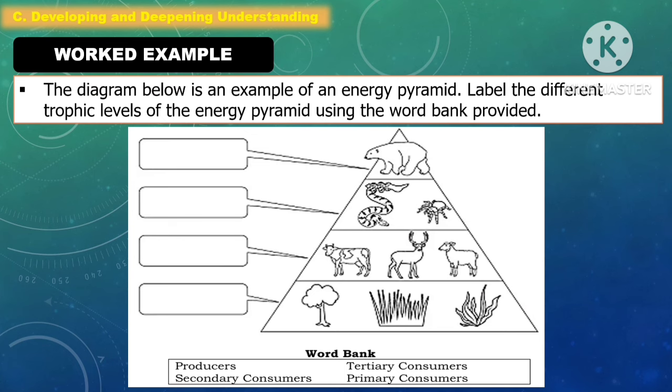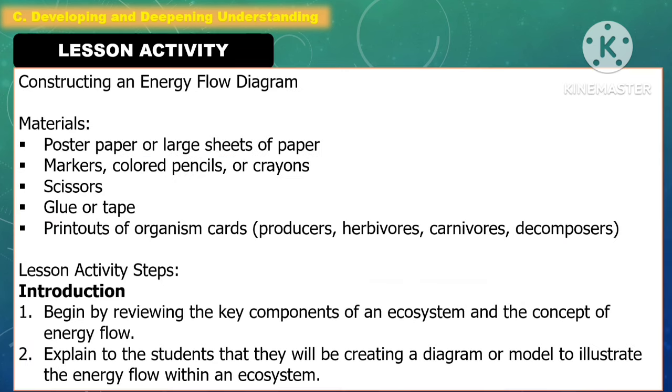For the worked example, the diagram below is an example of an energy pyramid. The students will label the different trophic levels of the energy pyramid using the word bank below.